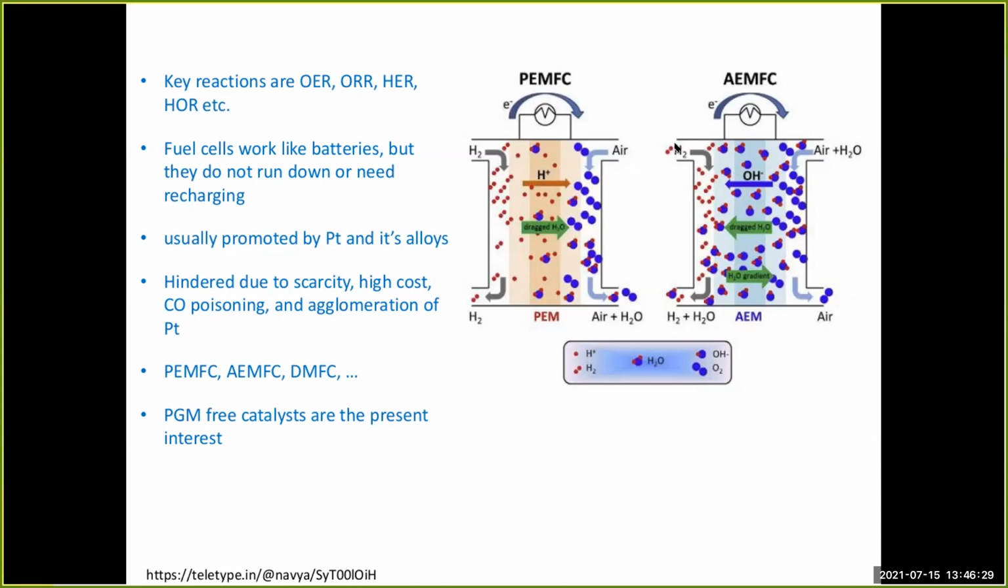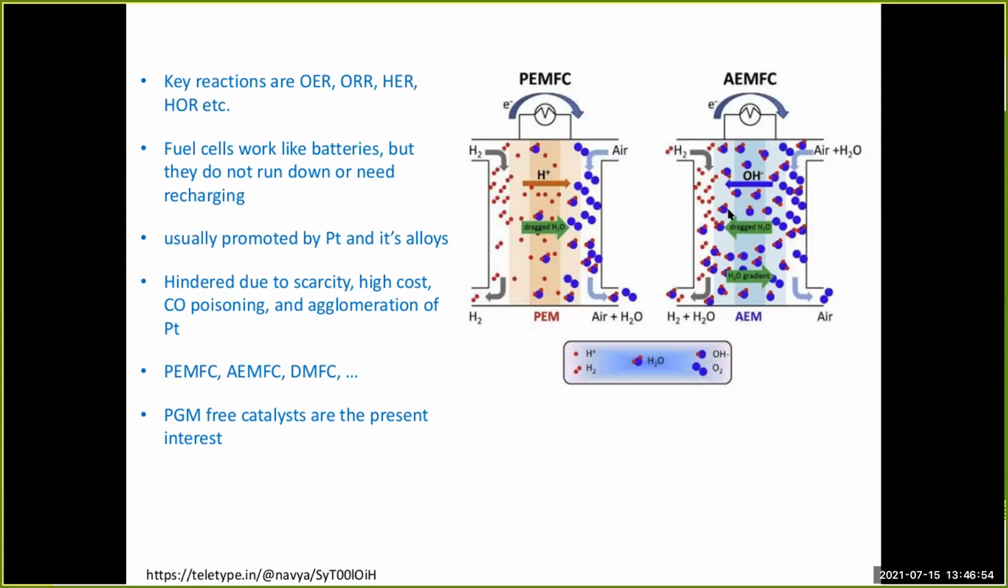At the anode, they feed hydrogen, H2, and at the cathode, oxygen and H2O. The oxygen and H2O combine and produce hydroxide ions. These hydroxide ions migrate from the cathode to the anode and interact with protons and electrons, producing water and heat.